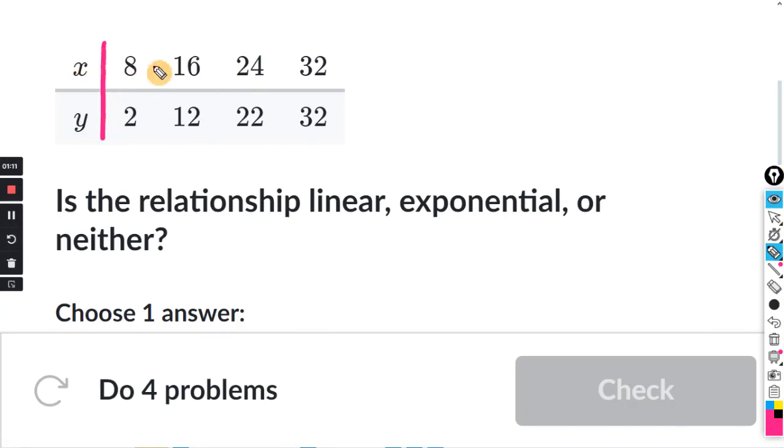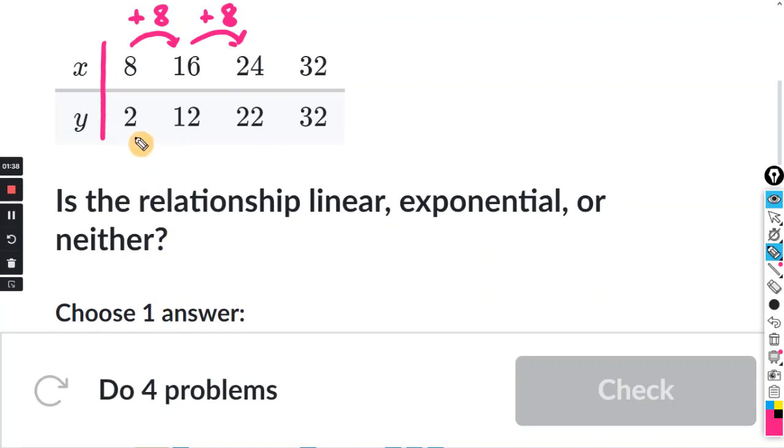But we can see in the x values, 16 minus 8 is 8. So to go from 8 to 16, we're just adding 8. To go from 16 to 24, you're just adding 8. So you really don't have to check the x values, but the y values you do.